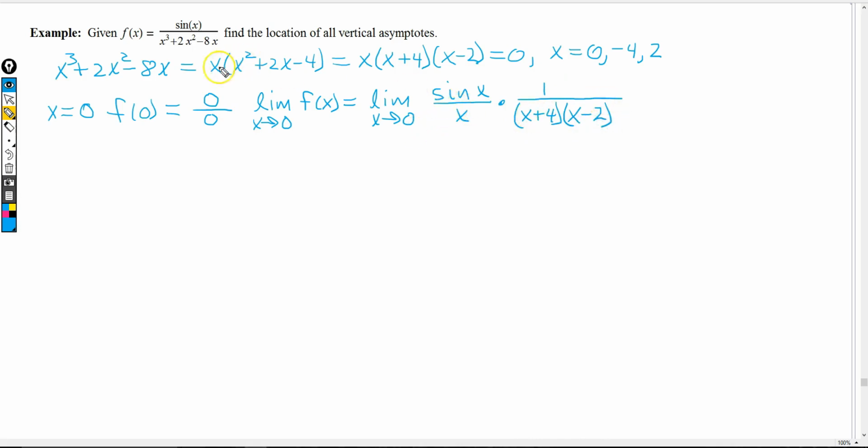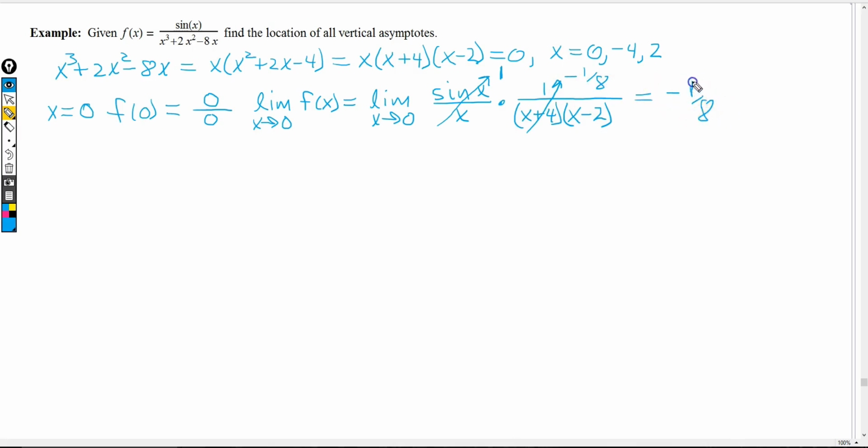So what I've done here is I've just broken this up a little bit. Notice I still have my sine x in the numerator if I multiply through, and in the denominator I just have the factored version of x cubed plus 2x squared minus 8x. Now as x goes to 0, this term right here, the sine x over x, that's one of our favorite trig limits. That's approaching 1. This term right here, as x approaches 0, I'm getting 1 over 4 times -2. That's approaching -1/8. And so this limit is -1/8.